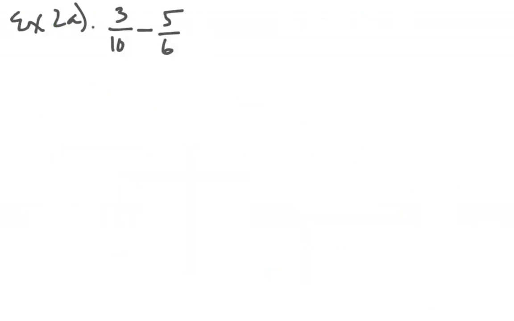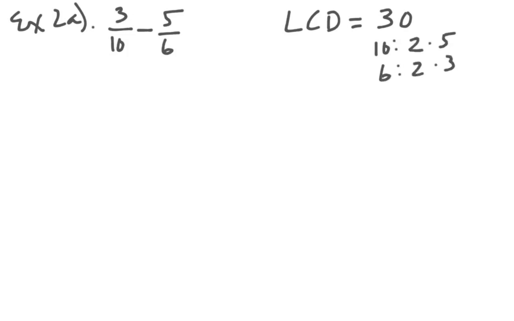We've got 3/10 subtract 5/6. Lowest common denominator would be 30, I think. Yeah, because 20 doesn't work for 6. And I did that mentally. If you wanted to prime factor, the prime factors of 10 are 2 and 5, and the prime factors of 6 are 2 and 3. So you would take the greatest power of each factor as it shows up. So that's 6 times 5, which is 30.